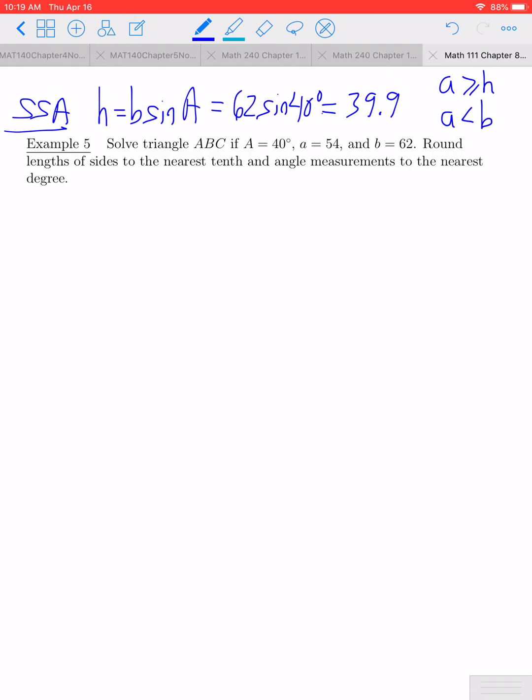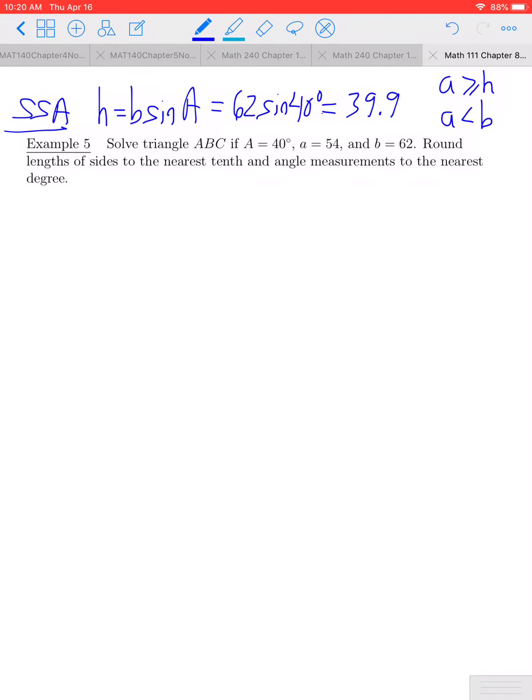This could put us in the ambiguous case of the law of sines, so we want to calculate the value h to begin. h is equal to b times the sine of A, which would be equal to 62 times the sine of 40, which gives us an h value of 39.9. Because a is greater than or equal to h, that means that there will be a solution. So there will be a triangle that will make the given information work.